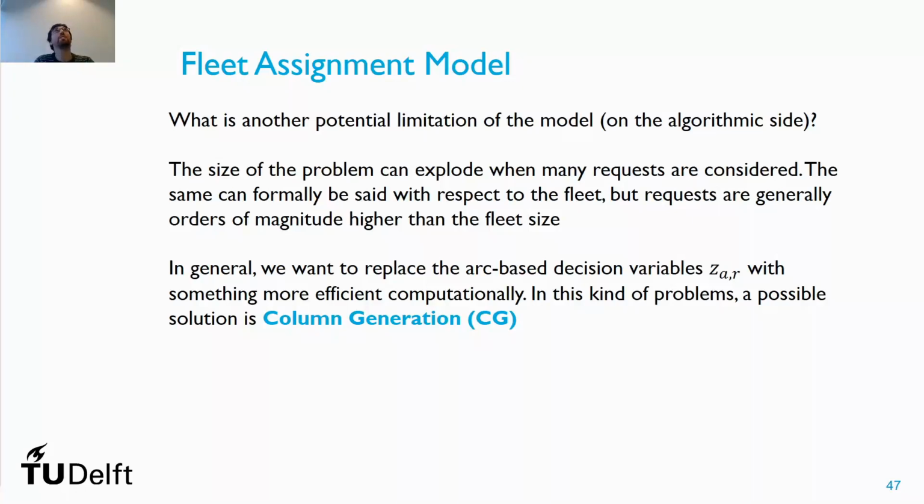In principle, the main insight is that when we define a time-space network, many arcs will not be used, because we are only using a very small subset of all the arcs we define. So is there a way to avoid somehow defining all the arcs in the first place? And that's where column generation comes into play. But that's the topic of our next video.